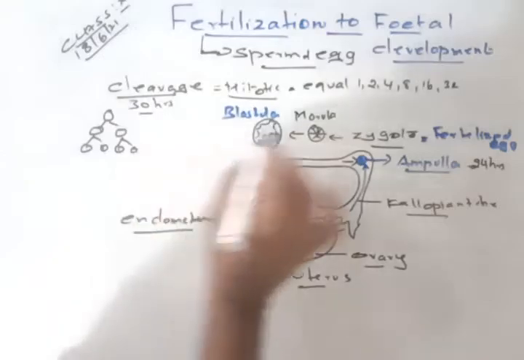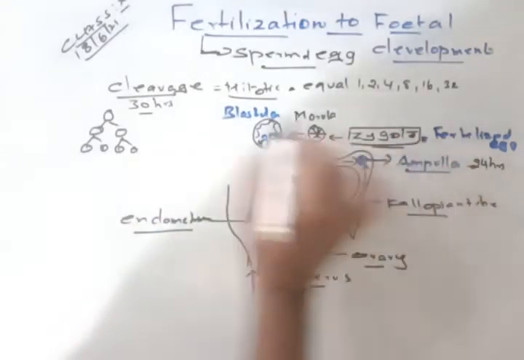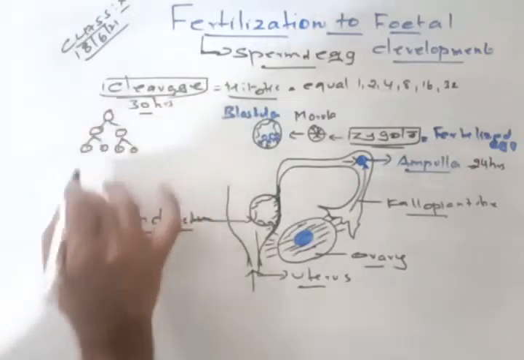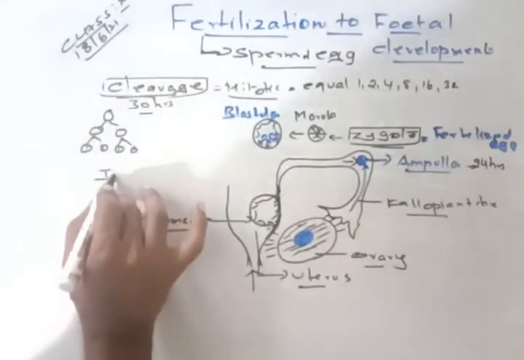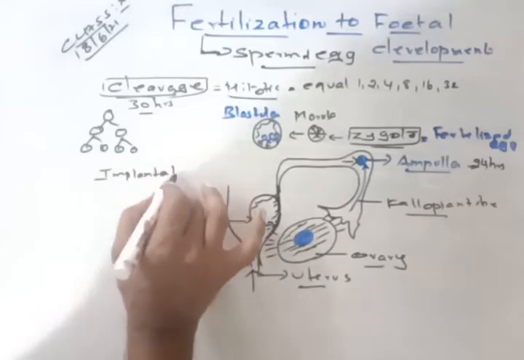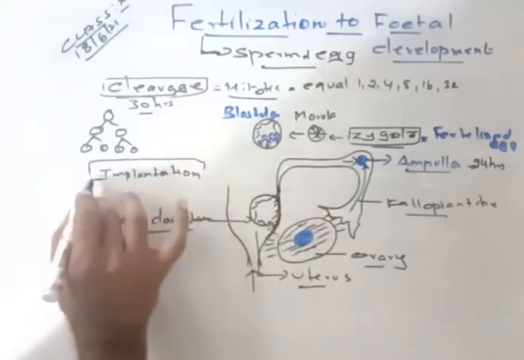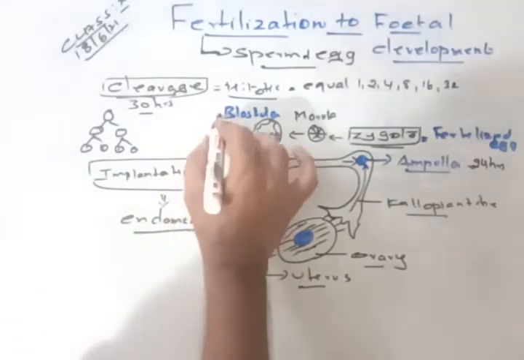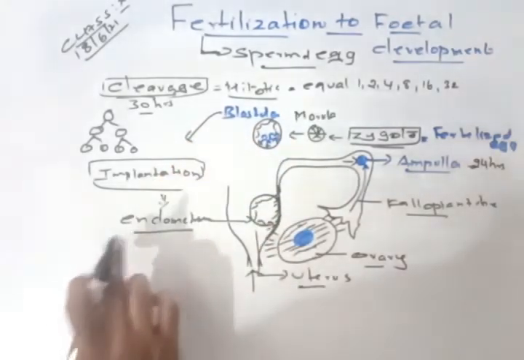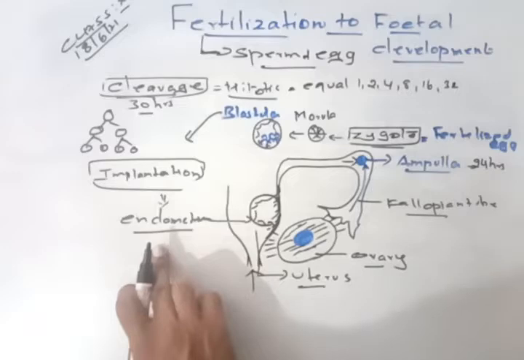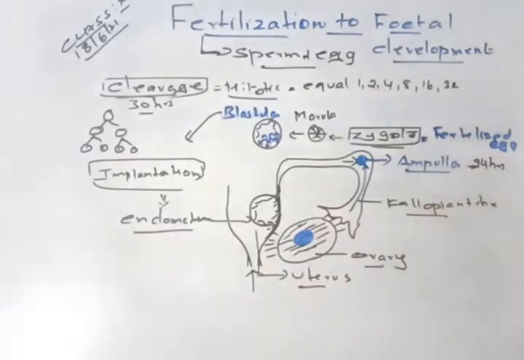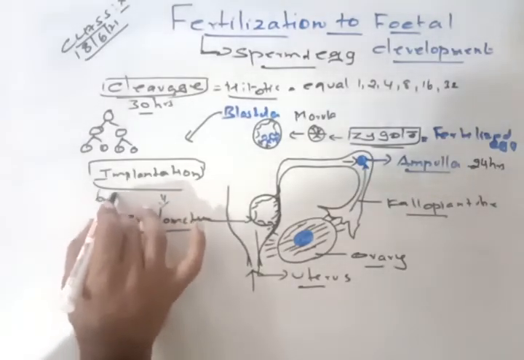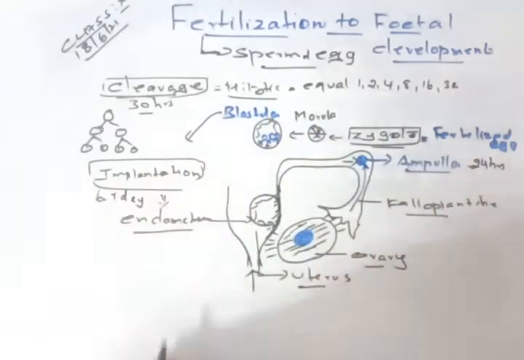So the first process is fertilization. The second is cleavage. The third is implantation. Implantation means it is getting fixed into the endometrium. Which is getting fixed? The blastocyst gets fixed into the endometrium. That process is called implantation. Understand? So the fertilized egg becomes implanted around 6 to 7 days after fertilization. So that is all very important.